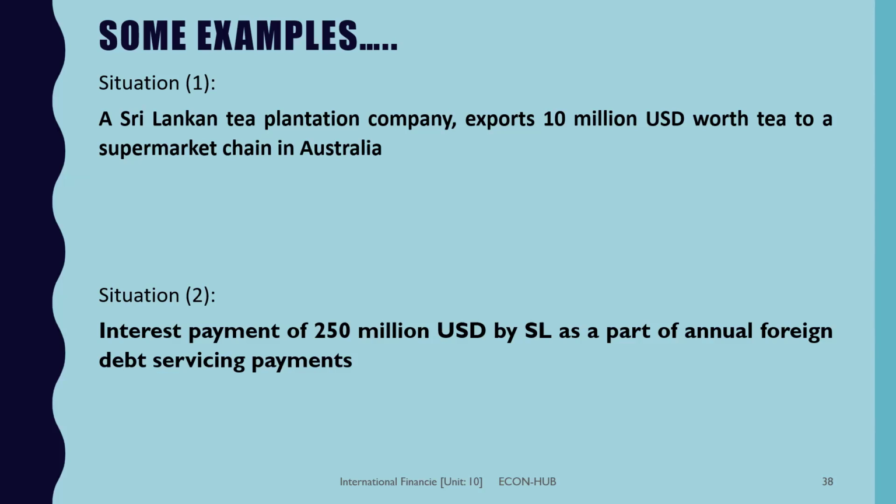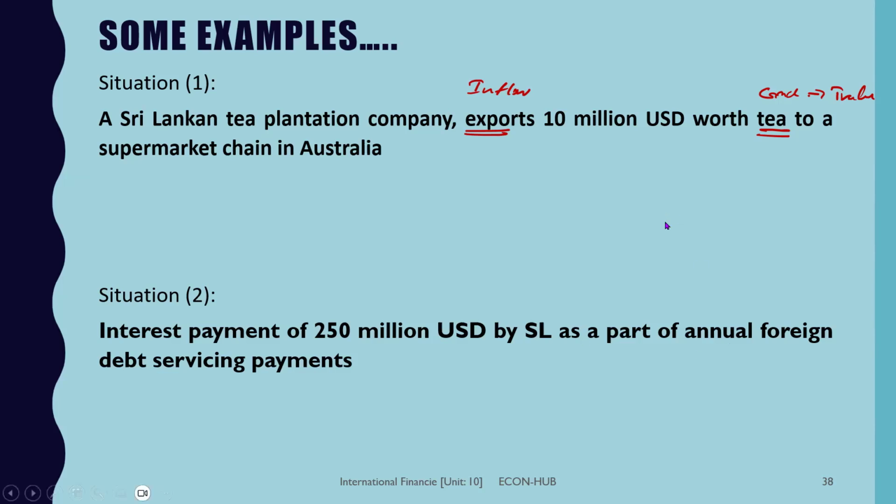So Sri Lankan tea plantation company exports. So you pick that, no? Exports. So exports meaning it's an inflow. Inflow means credit. So the first entry is a credit entry. Okay, inflow. But tea. We are exporting tea. Tea is goods. Goods meaning trade. What account? Trade account. So goods account, trade account, inflow, credit. That's it. You have figured it out.